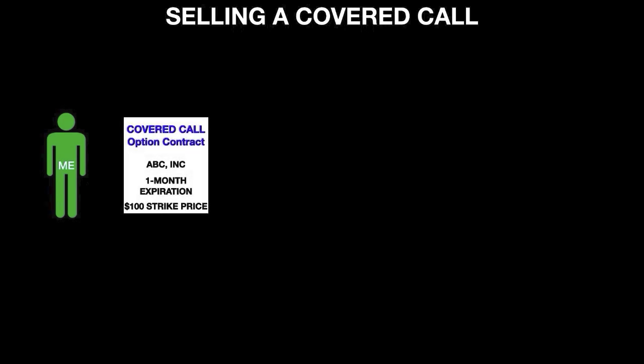Now I'm going to create a covered call option contract. I'm going to use an underlying stock, ABC Incorporated. I'm going to specify a 1-month expiration date, and I'm going to put a $100 strike price as part of this option contract. And the reason I'm able to write this covered call is because I actually own 100 shares of ABC Incorporated, the company's stock. So this allows me to use that as collateral against the option contract.